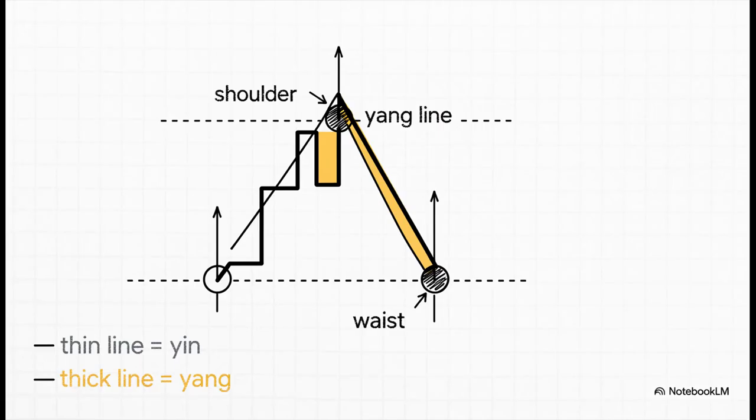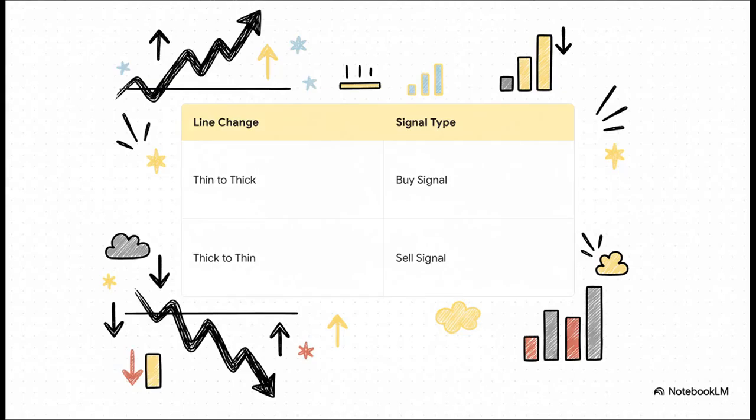So, how do the lines flip from one to the other? The rule is just dead simple. When the price moves up and actually breaks above a previous high point, a previous shoulder, the line turns thick. That's your yang line. And on the flip side, when the price falls and breaks below a previous low point, a waist, the line turns thin. That's your yin line. So this is it. This is the main event. This is the key takeaway for actually using these charts.